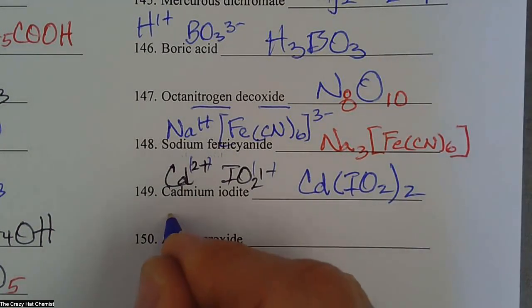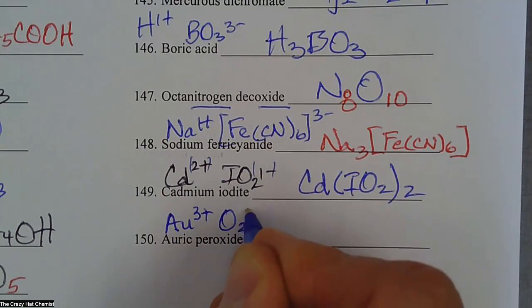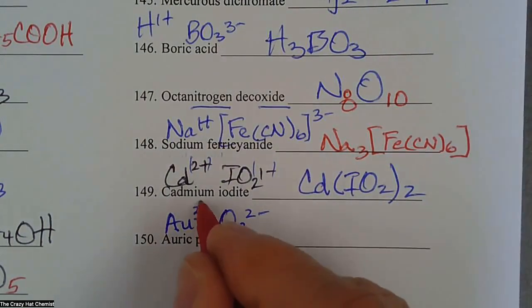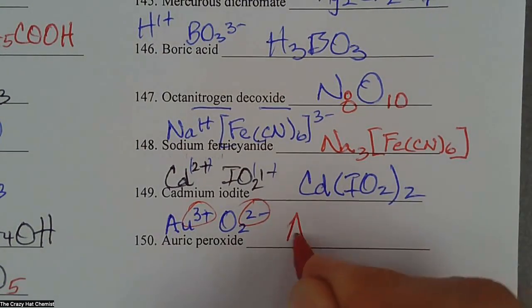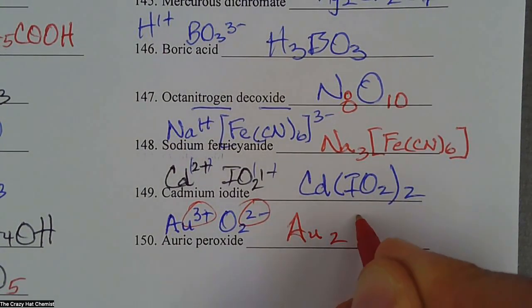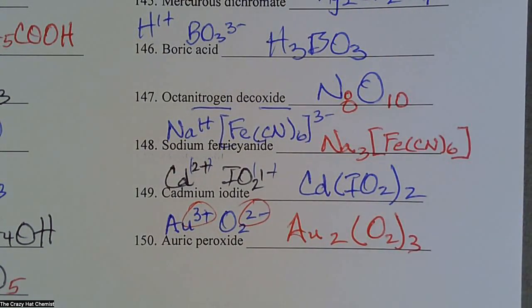I know you're hanging on. Good job. Au 3 plus, peroxide, O2 2 minus. Take the absolute value of these two, flip the numbers, bring it down, and you get Au2, parentheses, O2, and a 3. That's a complicated one. That's auric peroxide. You've got it.